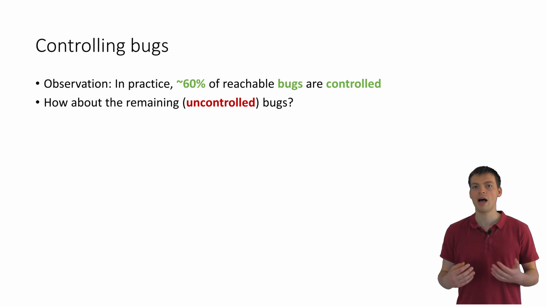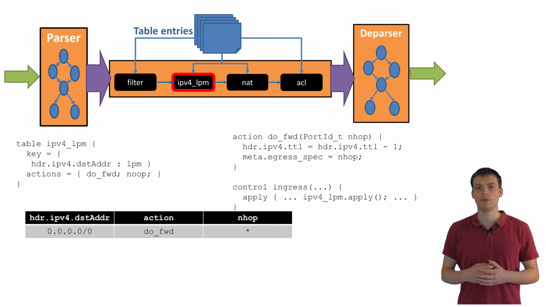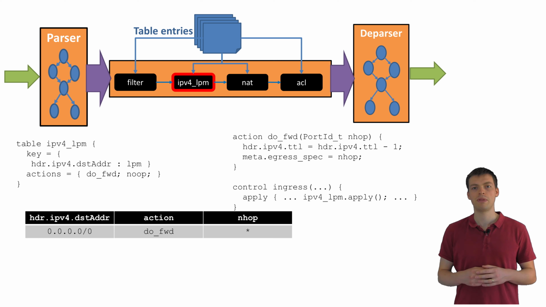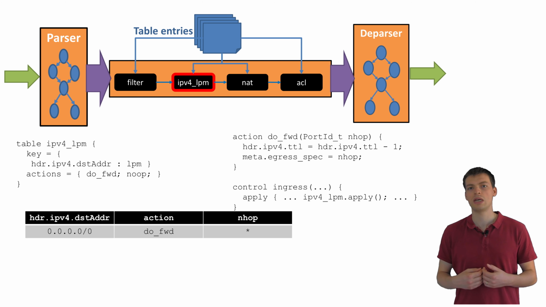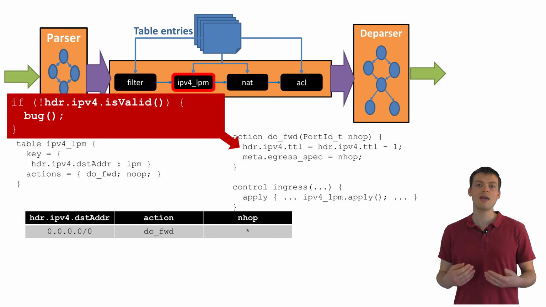Okay, so this is great. How about the remaining uncontrolled bugs? Let me show you an example. Table IPv4 LPM from our sample pipeline does longest prefix match against the IPv4 destination address. It may then forward the packet down a given port using action do_forward. Action do_forward also does time to live decrementation. If the IPv4 header field is invalid, then we end up in an undefined behavior state similar to the one encountered earlier in the case of table NAT.